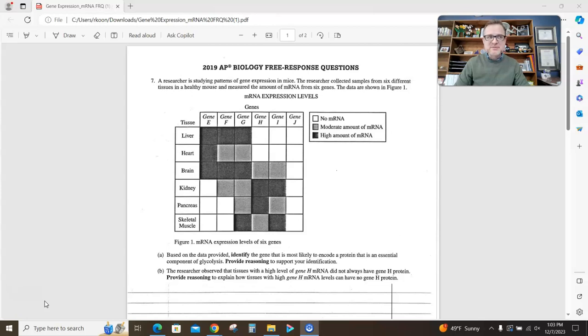So glycolysis is a process that's pretty universal in mammals. How many of your cells are doing glycolysis? It's pretty much all of them. This question is a mouse, not a human, but you're both mammals. So the gene where the RNAs are found the most is gene G, all right, because all the boxes are filled. You got a 1 in 6 shot. So if you have no clue, at least name a gene. So the reasoning would be because all of those tissues do glycolysis.